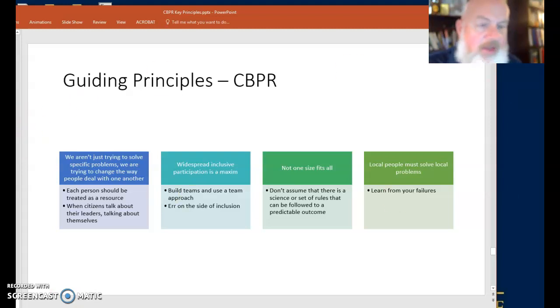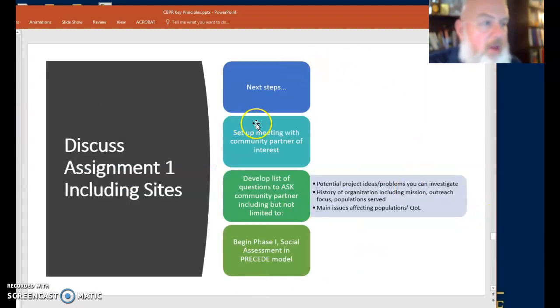So what I would like you to consider before I run out of time here, your next steps. You should be thinking about your community partner of interest. You should be trying to set up a meeting with somebody from that particular community. And so you would develop a list of questions to ask your community partner, and you would want them to include, but not be limited to, potential ideas, problems you can investigate for them, history of the organization, including their mission, their outreach, the focus, the populations that they serve, and what are some of the main issues that are going on.